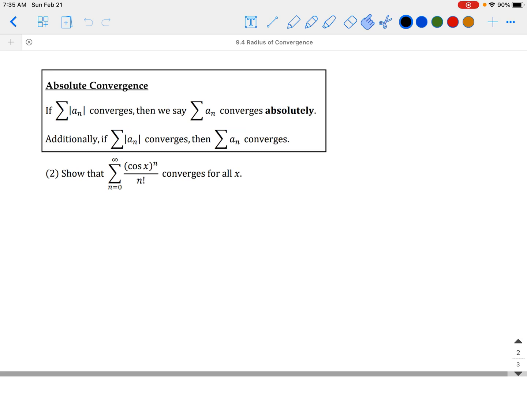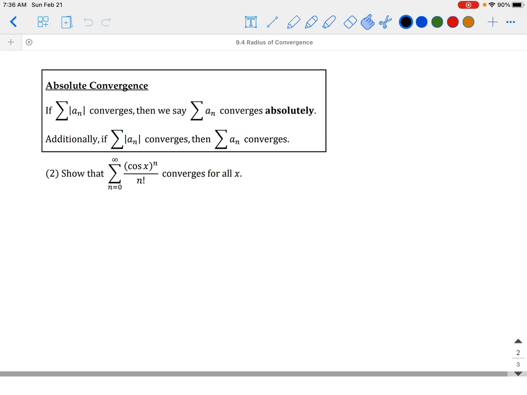So absolute convergence is a really nice test for when you have terms that are maybe alternating in sign between positive and negative. And we want to just ignore that and look at the sequence itself as positive numbers and see if we get convergence.